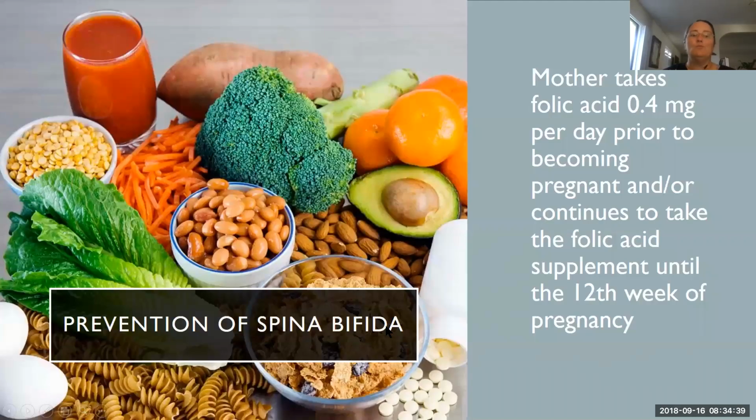One of the big ways to prevent spina bifida is folic acid. And these are all foods that are high in folic acid. We want to make sure that women are taking high amounts of folic acid before they get pregnant. That's the most important part, so that we have a decrease in these neural tube defects.